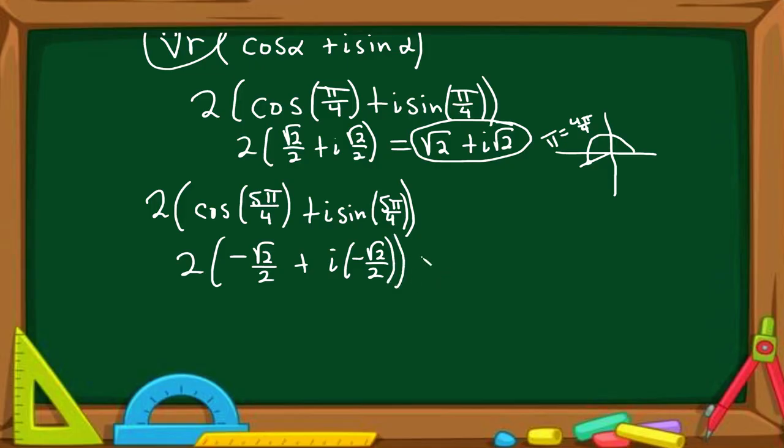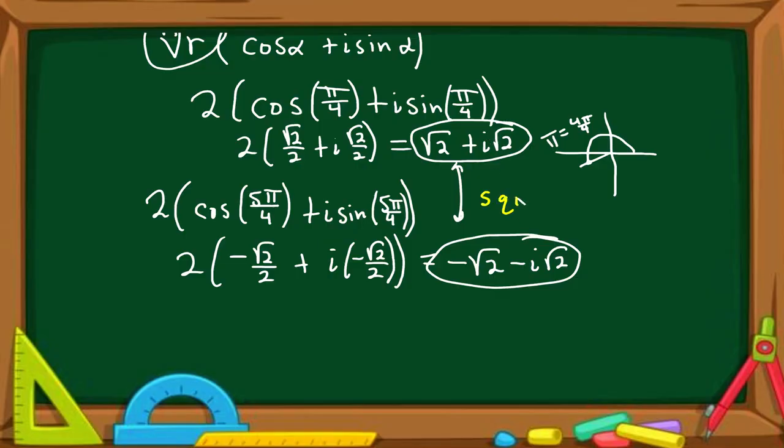And then you distribute the 2 here, okay? And the 2's will cancel. You'll get negative square root of 2 minus i square root of 2. So these would be the square roots. Both of these are the square roots of the pure imaginary number 4i. That's what these are. So we found the square roots of 4i. So it does take some work.